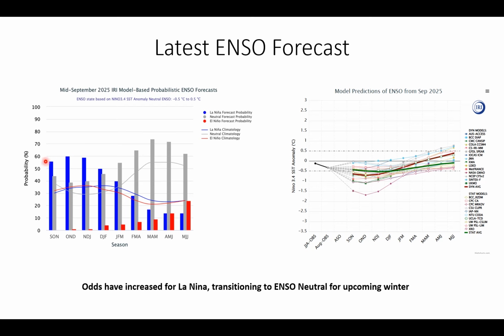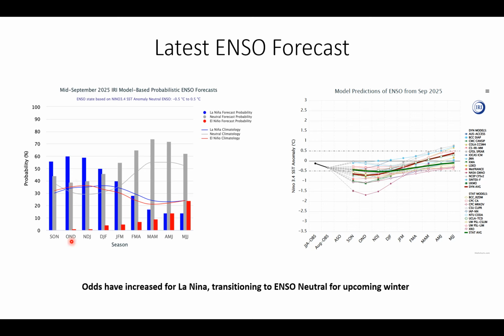But these blue bars, you see this little axis over here, the y-axis, this vertical axis, shows the probability of these various ENSO states ranging from 0 to 100%. So let's start off with October, November, and December. And notice this blue bar represents a La Nina probability, and it's up to 60% in October, November, and December. And then ENSO neutral is just under 40%. So you see this disparity.